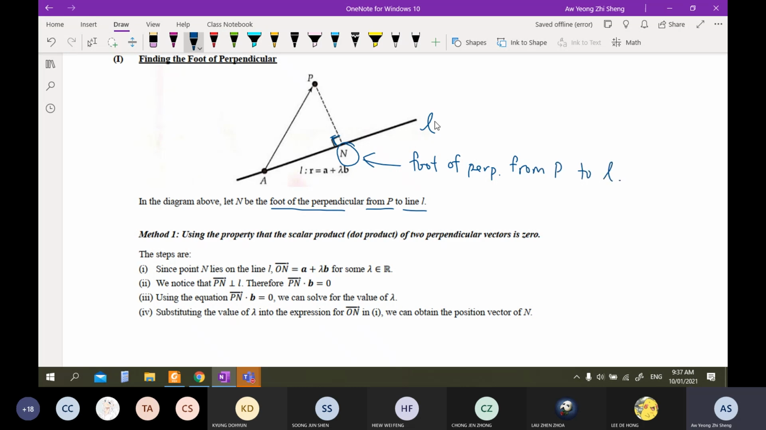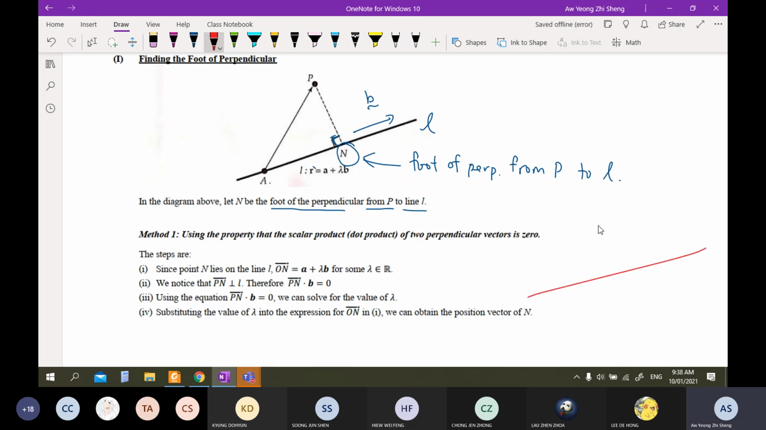From the vector equation of the line, you know that there is a fixed point A with position vector small letter a. You also know that there is a vector b, which must be parallel to line L. So we will make use of the 90 degrees. Recall that when two vectors are perpendicular, their dot product must be 0, and so we are using this in method 1. Now, let's read through the 4 steps.